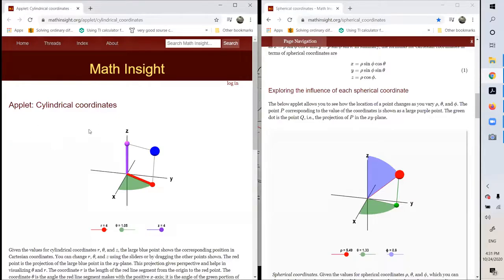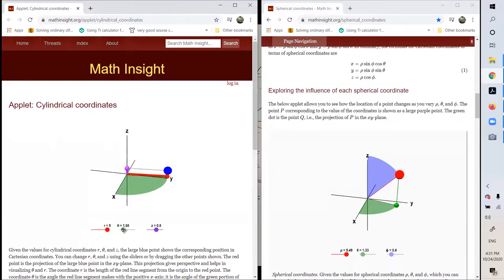So on the left-hand side, we have cylindrical coordinates. Let us set R to be 0. I'm going to change my Z. So when I increase my R, the radius, as you can see, the point which is projected in the XY plane gets larger and larger.